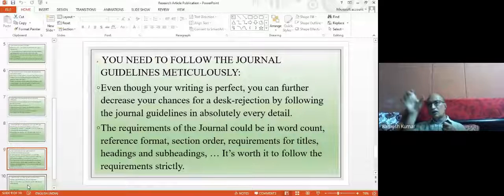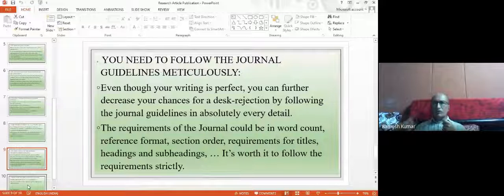So in what way they want, that also is very important for them. Why are they so specific about it? Because they want to know whether you have really gone through their guidelines in order to publish your paper, or you are simply choosing some journal and then representing it.